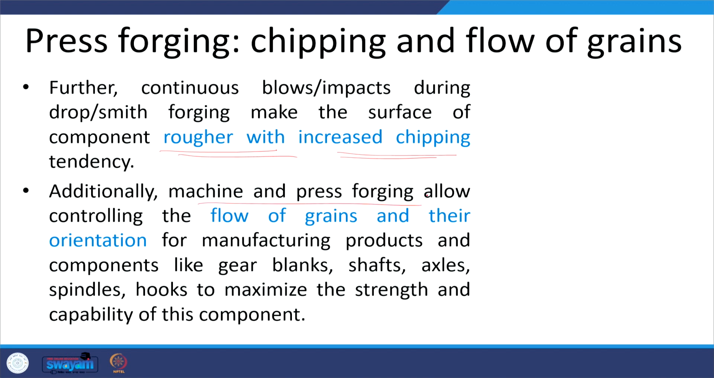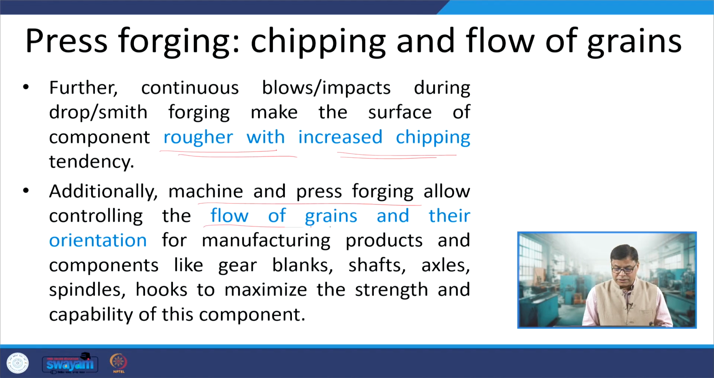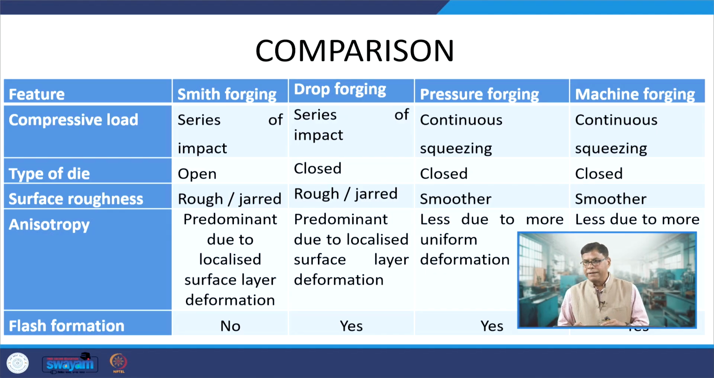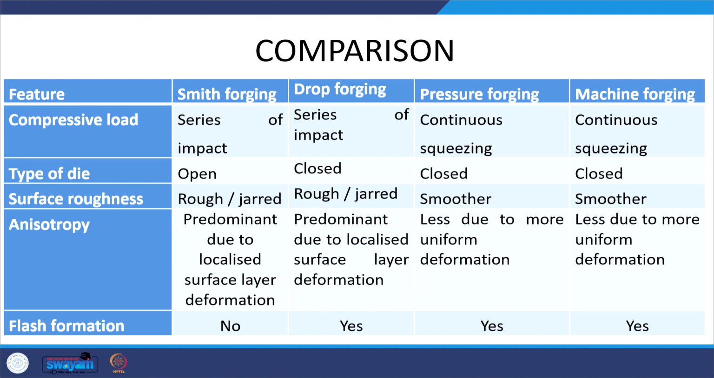And in the case of machine and press forging, this allows controlled flow of the grains and their orientations, and that allows directional strength, meaning we can make the component with the desired direction of grain orientation, say in the case of shafts, axles, gear blanks, spindles, hooks, which will help in maximizing the strength in a specific direction and enhance the capacity and reliability of the component being made.